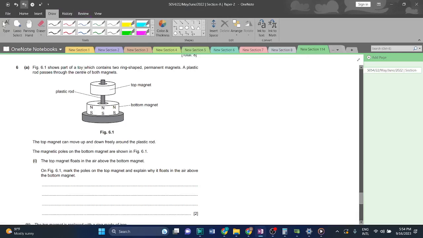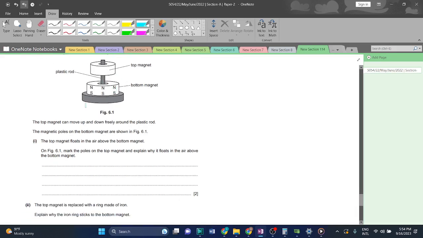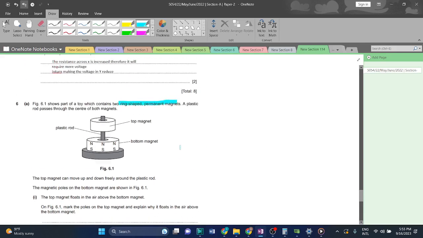Figure 6.1 shows a part of a toy which contains two ring-shaped permanent magnets. So there is one magnet on top and one magnet at the bottom. The plastic rod passes through the center of both the magnets. Between both magnets there is a plastic rod to keep them aligned with each other. The top magnet can move up and down freely around the plastic rod. The magnetic poles on the bottom magnet are shown in figure 6.1. The top magnet floats in the air above the bottom magnet. On figure 6.1, mark the poles on the top magnet and explain why it floats in the air above the bottom magnet.